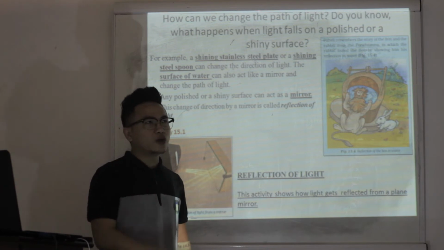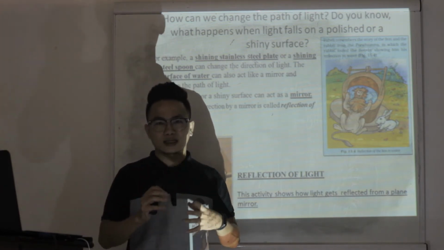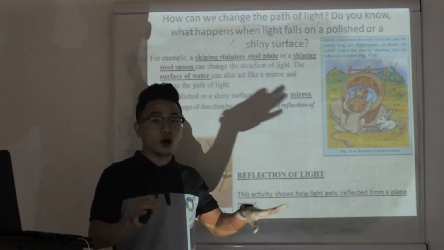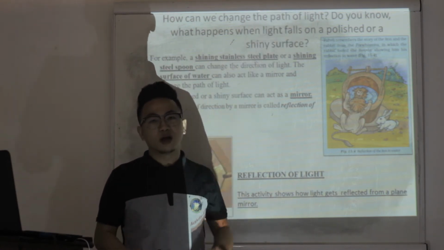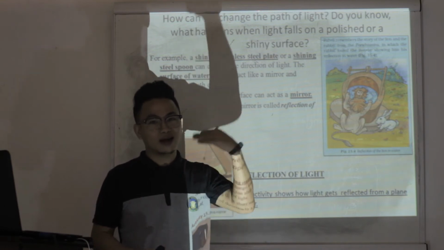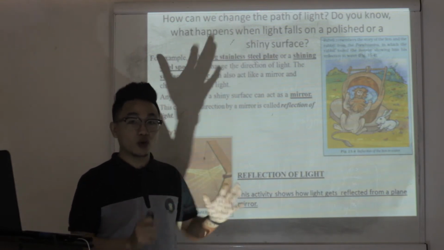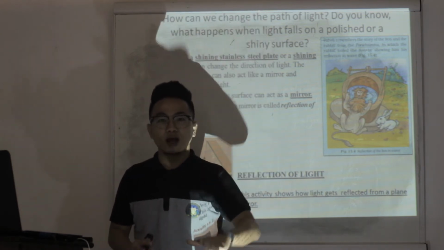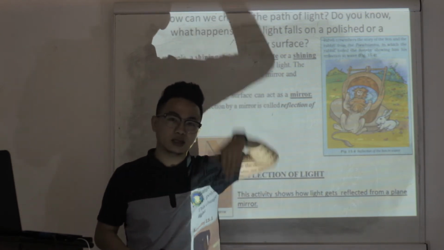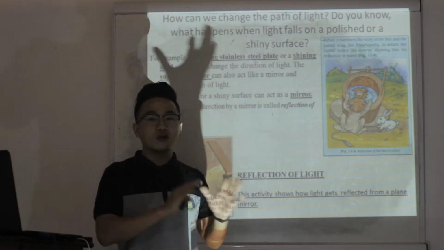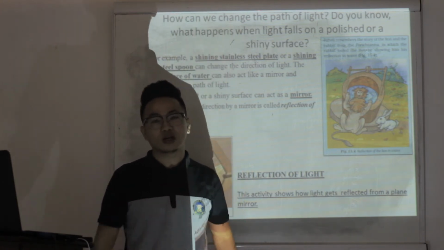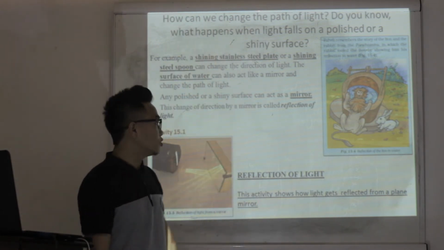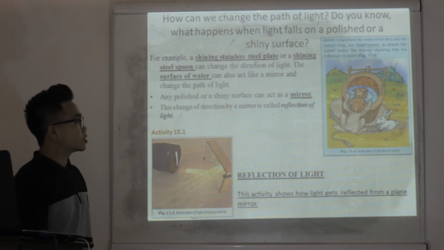If we have a steel spoon, a stainless steel, or a shiny surface, or the surface of water, those can reflect the light. When light passes onto the steel spoon or the surface of water, it reflects, or we can say it bounces back. This is known as reflection of light, and the light that bounces back is the reflected ray.